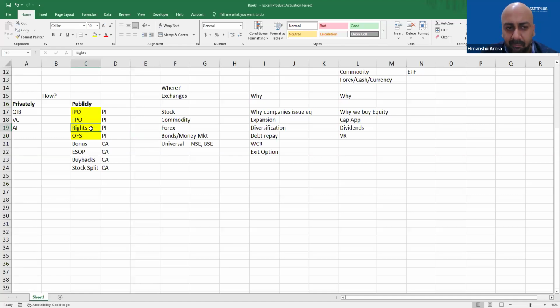In rights issue, the company issues shares only to the existing shareholders at a slightly lower price.